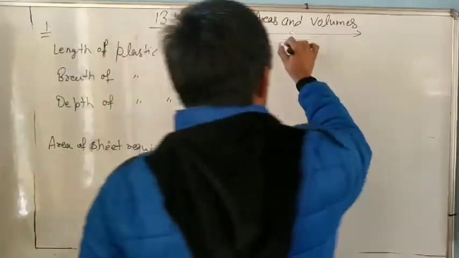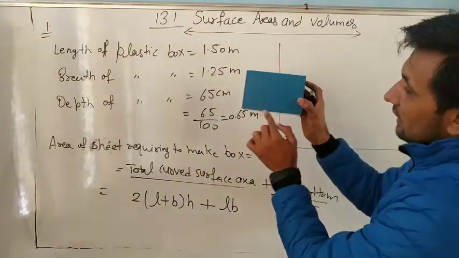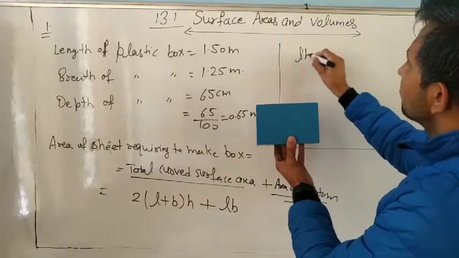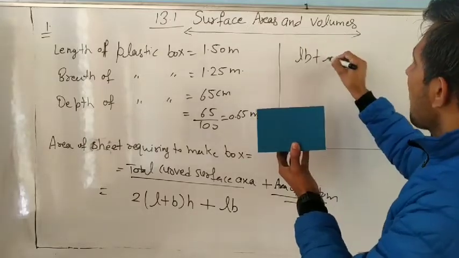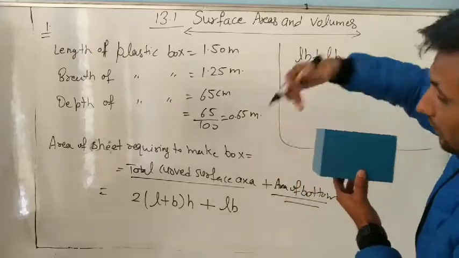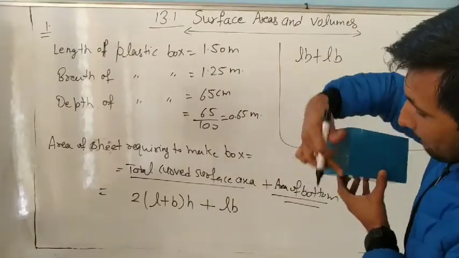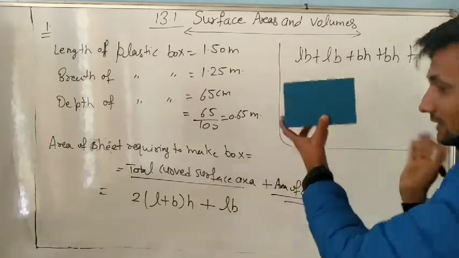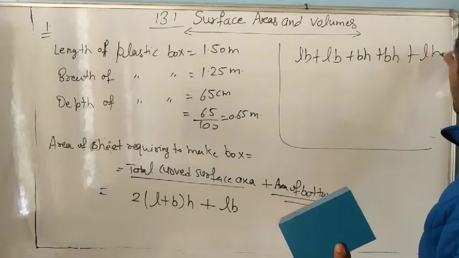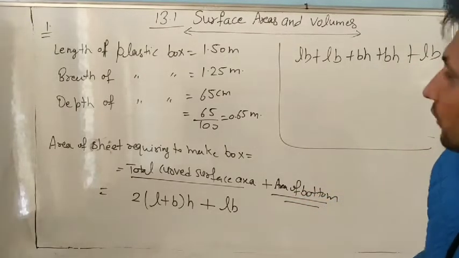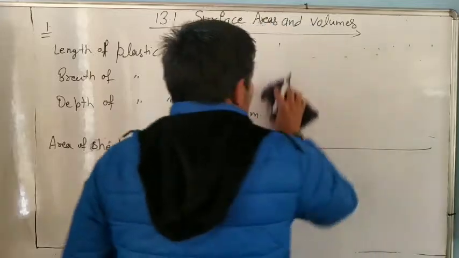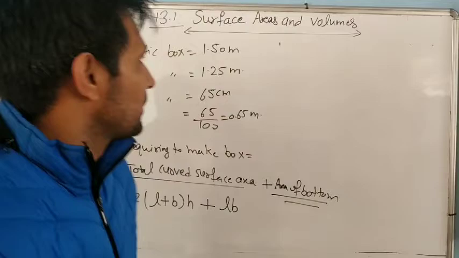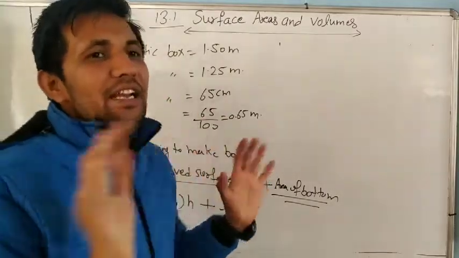Otherwise you can find it like this also, directly. Area of this face is length into breadth, L into B, and its back side also L into B, and side face area breadth and its height, breadth into height, breadth into height, plus area of bottom L into B. This can be done because this plastic box is open from the top, so it means top area is not included.